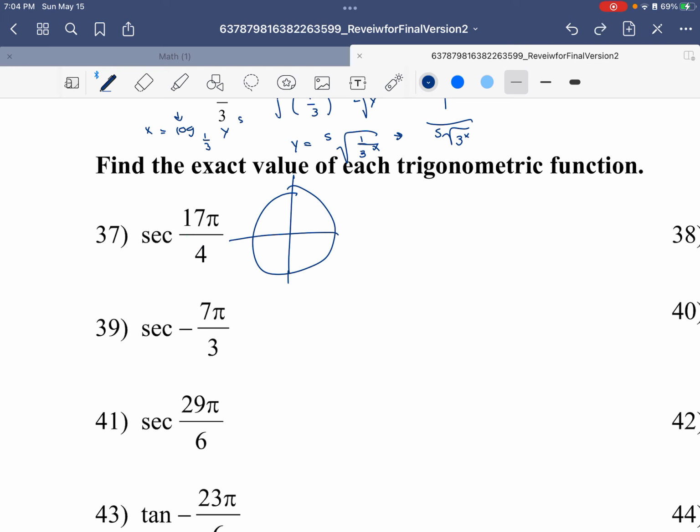So for 17 pi over 4, a whole round around the circle to the left, since it's positive, would be 8 pi over 4, because a circle is 2 pi. Another round would be 16 pi over 4. We're at 16 pi over 4 now, and we need to get to 17 pi, so we go another pi over 4, and that gives us this point here. And that angle is pi over 4.